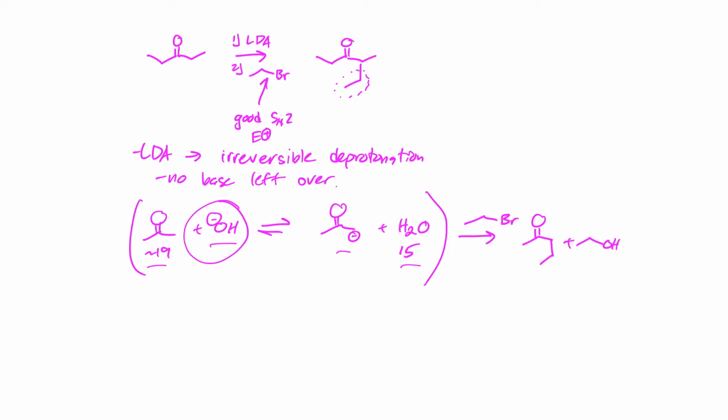And so that's why we need to use a very strong base, such as LDA, to do our deprotonation so that we don't have any equilibrium. We drive everything to the enolate side of the equation, and then that enolate can preferentially react with our alkylating agent. We don't have to worry about the base reacting with that.